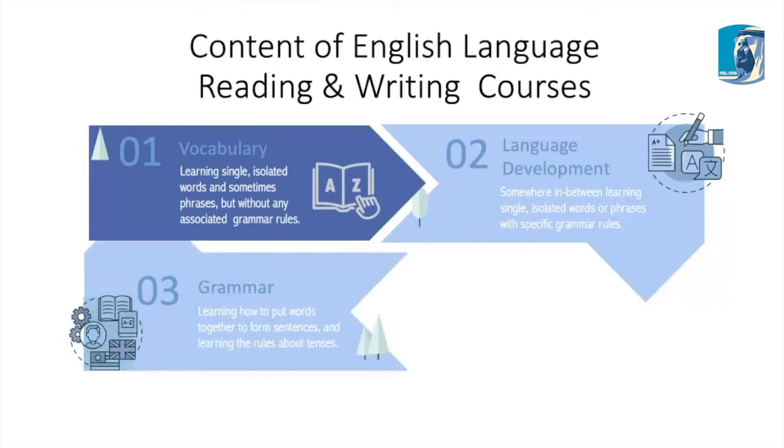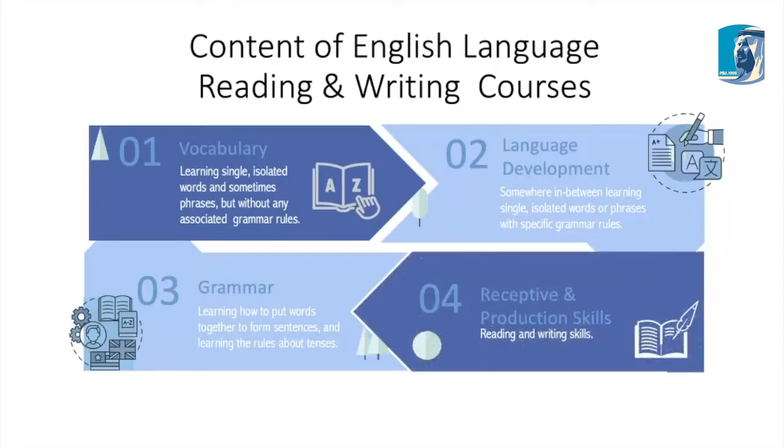The actual grammar, which is the way we put our words together to form sentences, and the rules about time, or what we call tenses. And then, of course, the general receptive and production skills, which are, in this case, reading as a receptive skill and writing as your production skill.